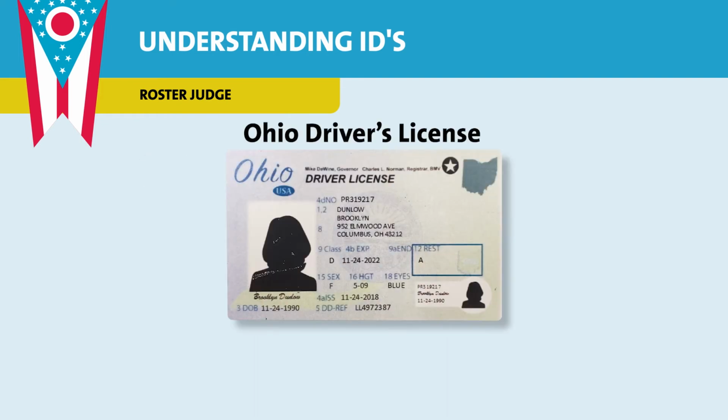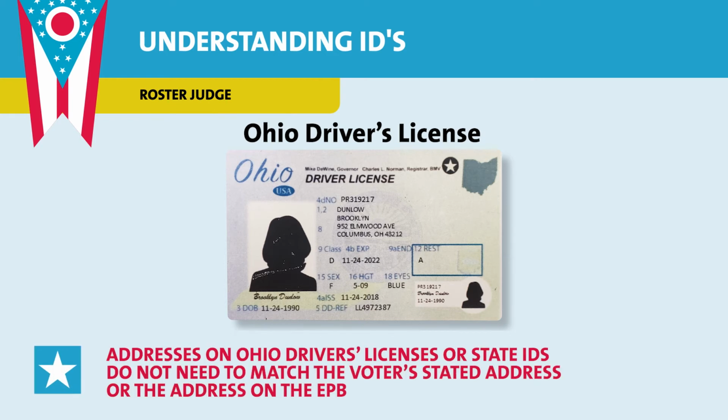The most common photo ID is a current Ohio driver's license that displays an expiration date that has not expired. On each card, the license number is designated on the bottom right corner of the ID card, above the signature and expiration date, near the small photo. A voter's address on an Ohio driver's license or state ID does not need to match the voter's stated address or the address listed on the electronic poll book.